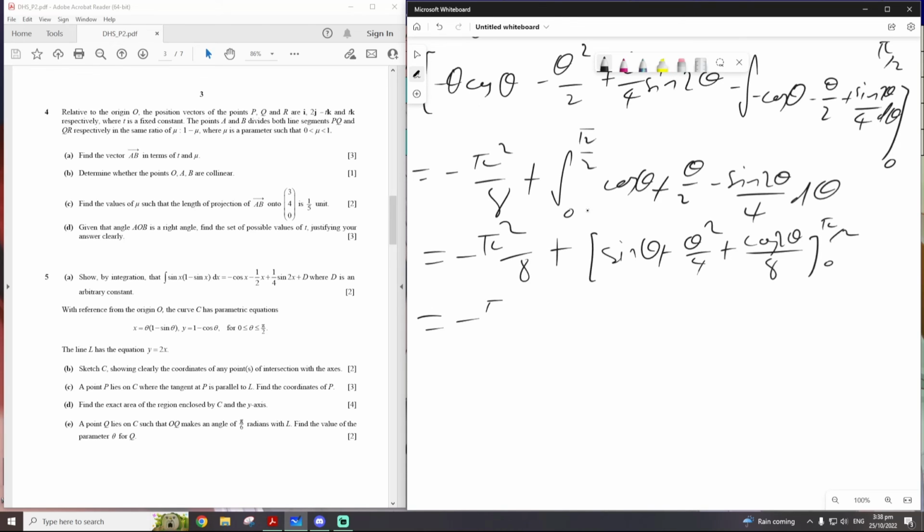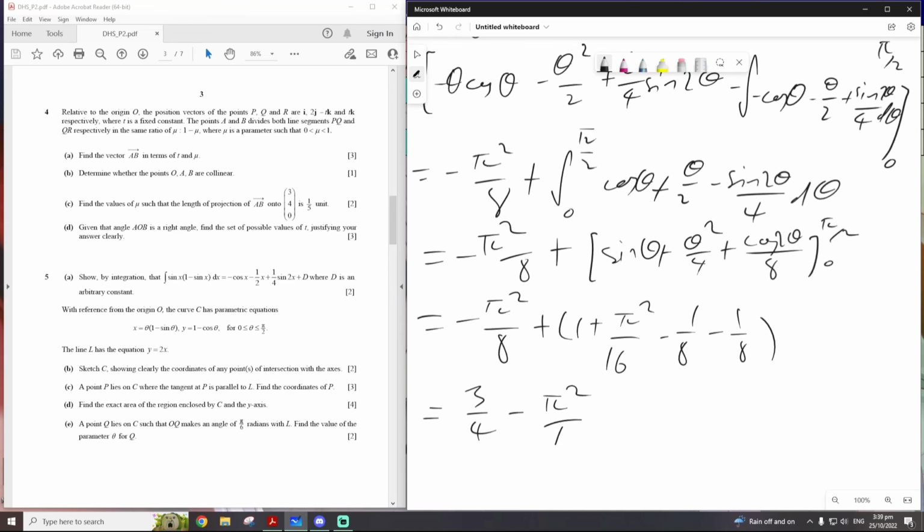So this is negative pi square over 8 plus 1 plus pi square over 16 minus 1 over 8, 0, 0, and then minus another 1 over 8. Then you get 3/4 minus pi square over 16. So that will be the area.